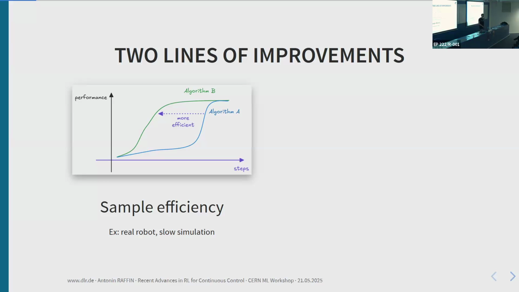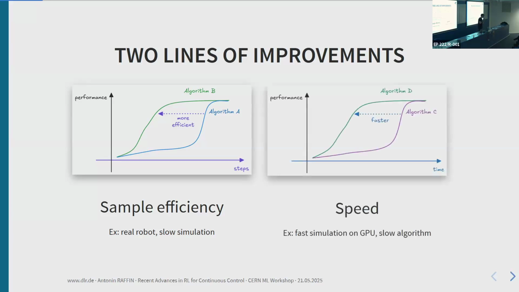And another way to improve an algorithm is to have a faster algorithm, so to improve on speed. So here, the x-axis is now time, so it's how much time you take to train your controller. And again, you reach the same performance, but here algorithm D, again in green, is faster than algorithm C. And you want this in different cases. Like if you have a very fast simulator, usually running on GPU, you don't really care about samples anymore. You just care about how much time you take to train your agent.